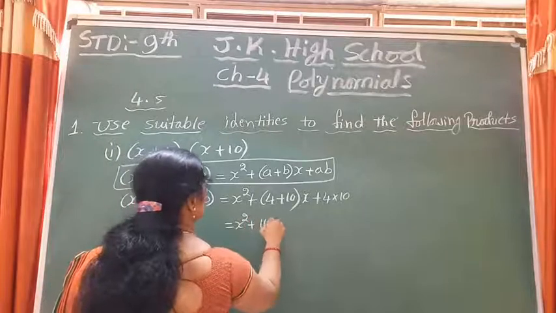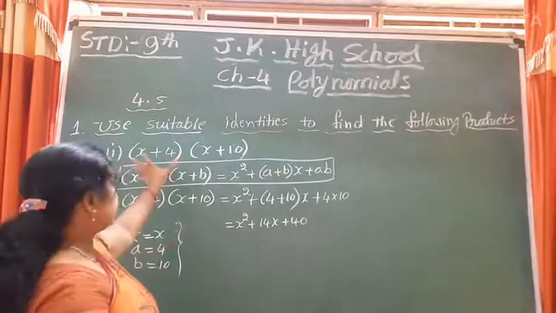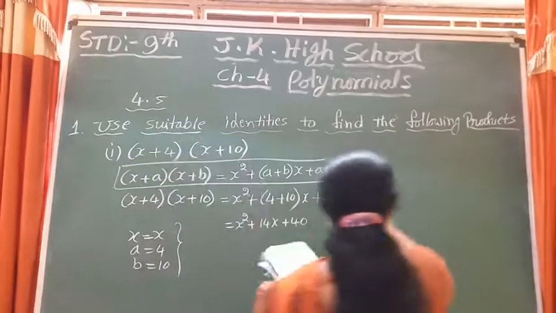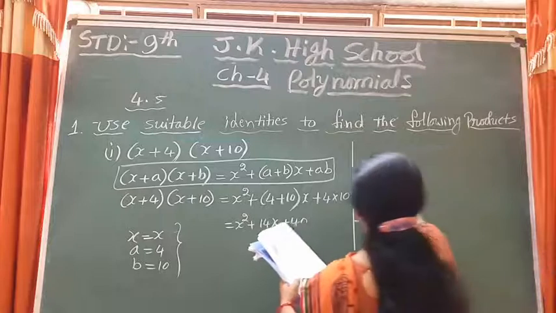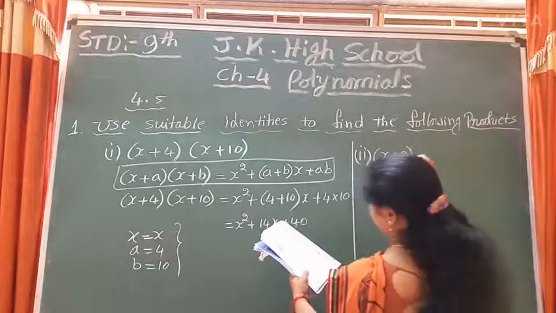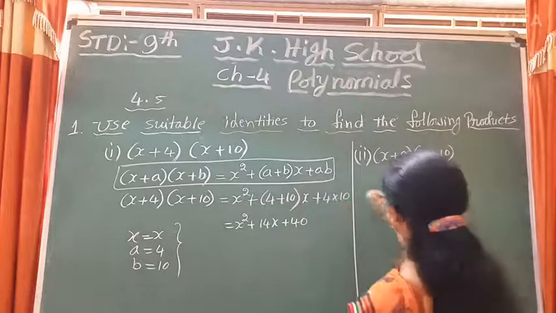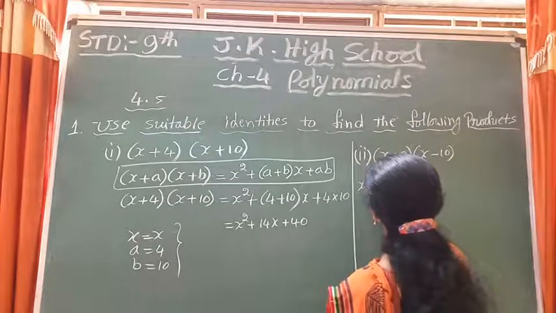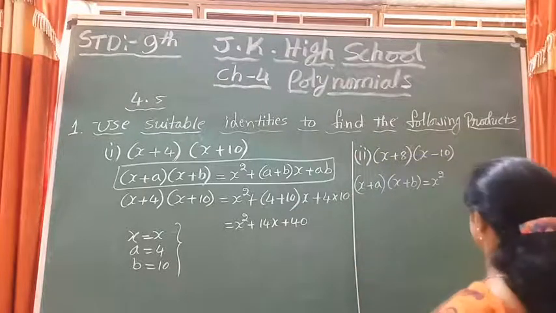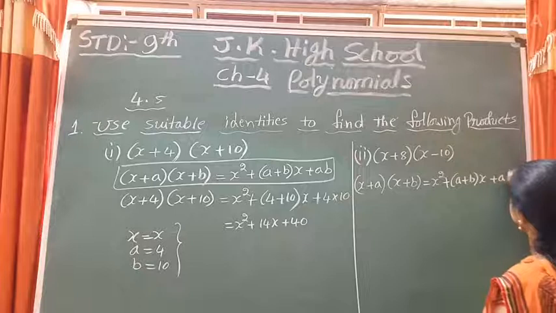x square plus 14x plus 40. So this is the way of finding the product by using identity. Product of these two is nothing but this one, children. Okay, in the same manner, another one is there, that is x plus 8 into x minus 10. So now if I use the same identity, it becomes x plus a into x plus b is equal to x square plus a plus b into x plus ab.